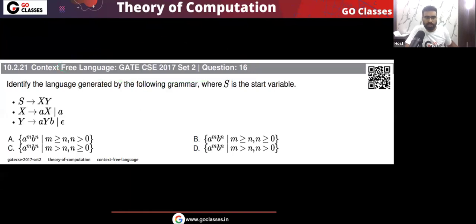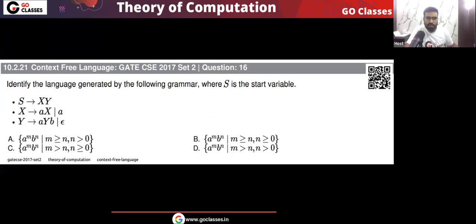Let's solve a GATE 2017 question. Identify the language generated by the following grammar. S is the start variable. A grammar is given to us. What is the language? You can solve this question by many different methods. But if you look at the options, all the options say a power m, b power n. The only difference in the options is the range of m and n.